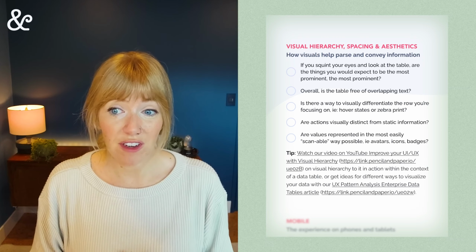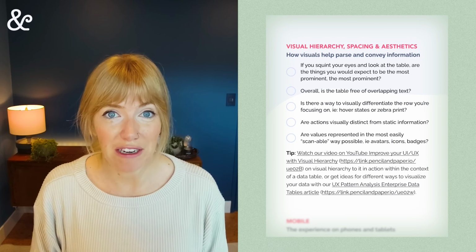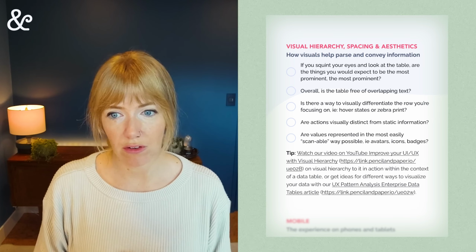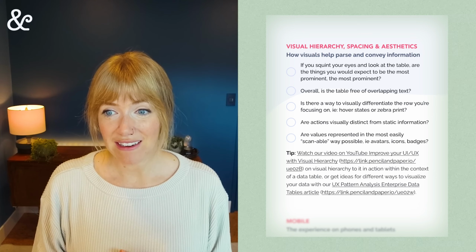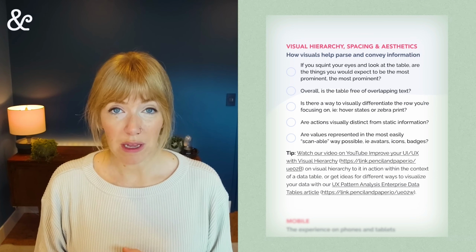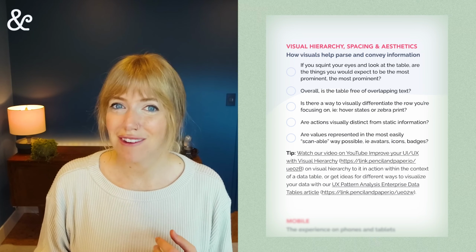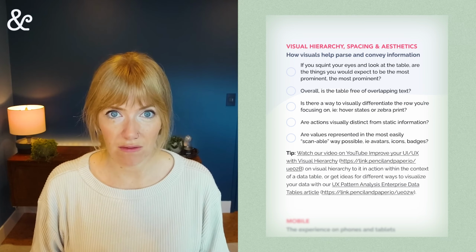Are actions visually distinct from static information? Sometimes they blend right in and you can't actually tell what's information versus what's an action. Are values represented in the most easily scannable way possible? So have you used any of the tricks that you can use to ease the viewer a little bit?